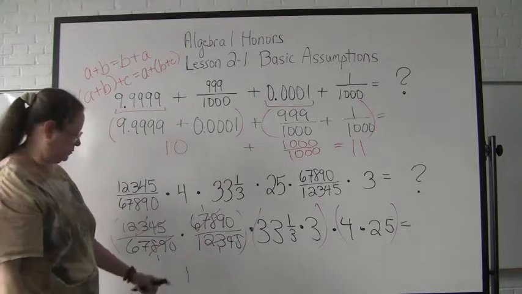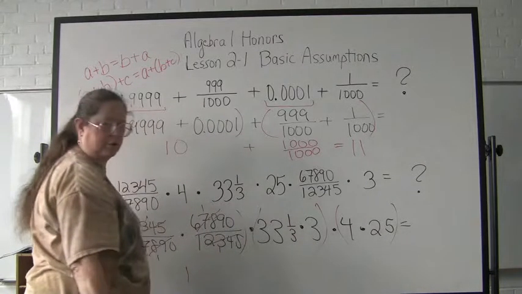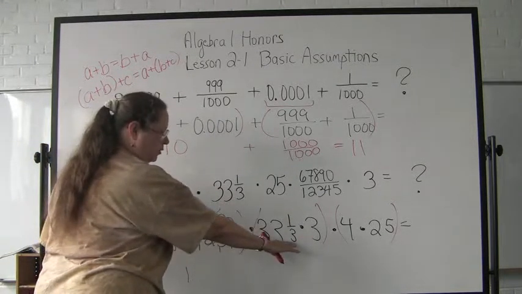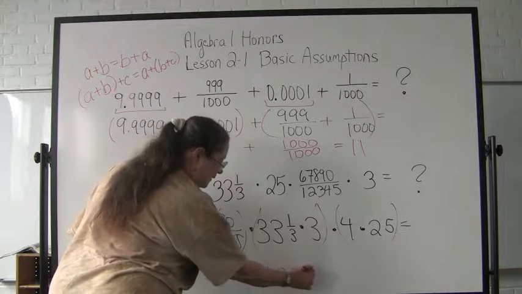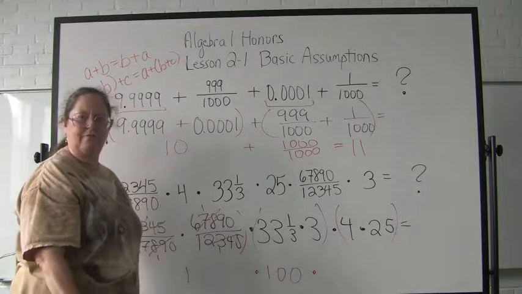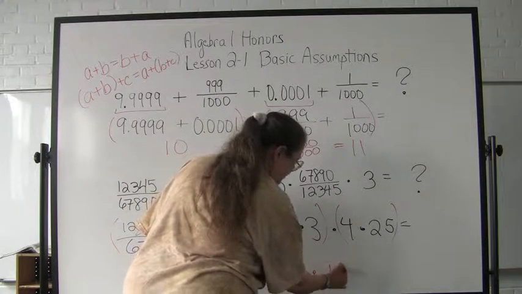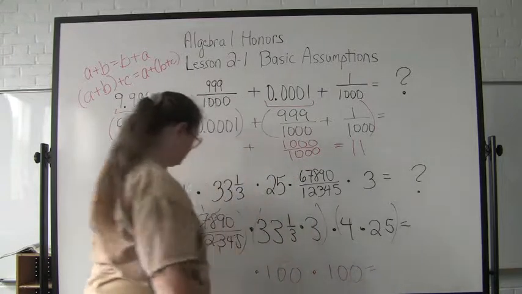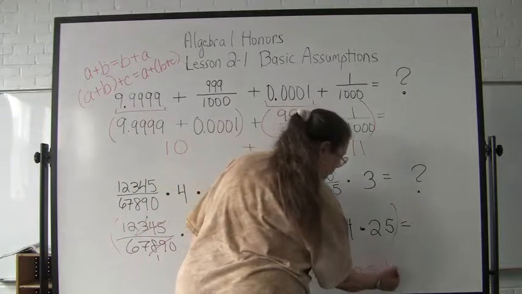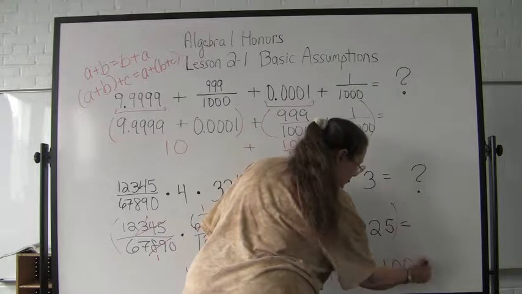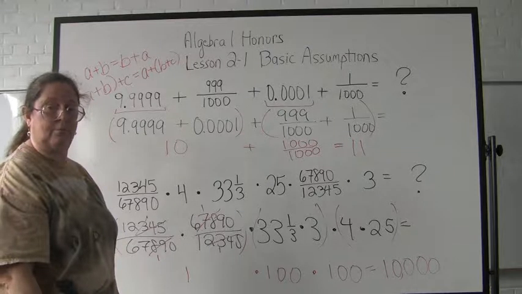I get 1 over 1, which is 1, times 33 1/3 times 3. This will be 99, and 1 more gives me 100. Times 4 times 25, 4 quarters, that's $1. 4 times 25, 100. Okay, and 1 times 100 times 100. Well, 100 times 100 is a 1 with 4 zeros after it, or 10,000. And that's a very simple problem.